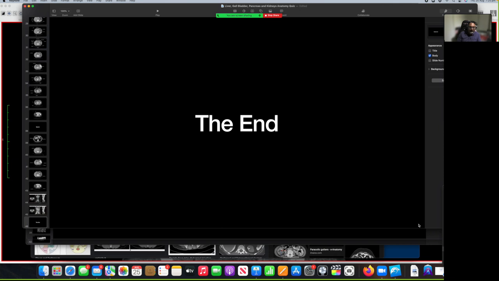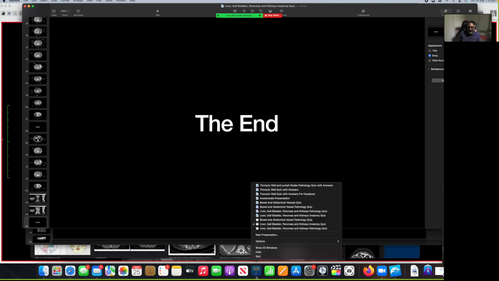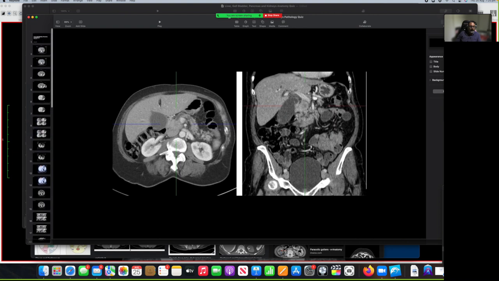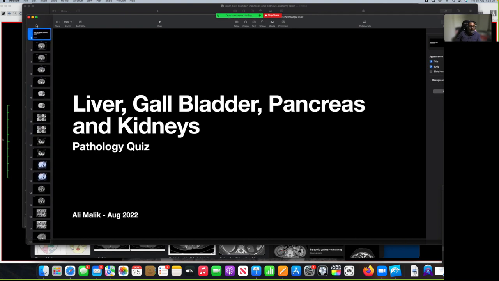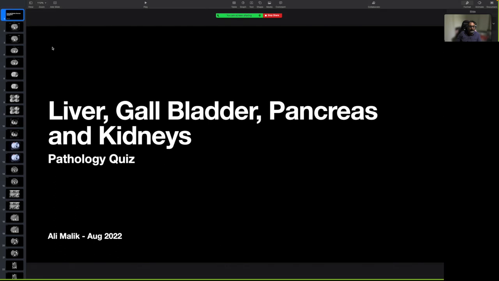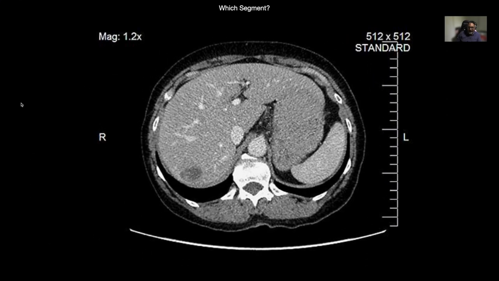That is it. If you still have capacity, the next one is the pathology quiz, which you've done a bit of. Let's start again. What we're doing here for a few of these is trying to figure out what segment of the liver this is, which will help you understand the segments of the liver better.